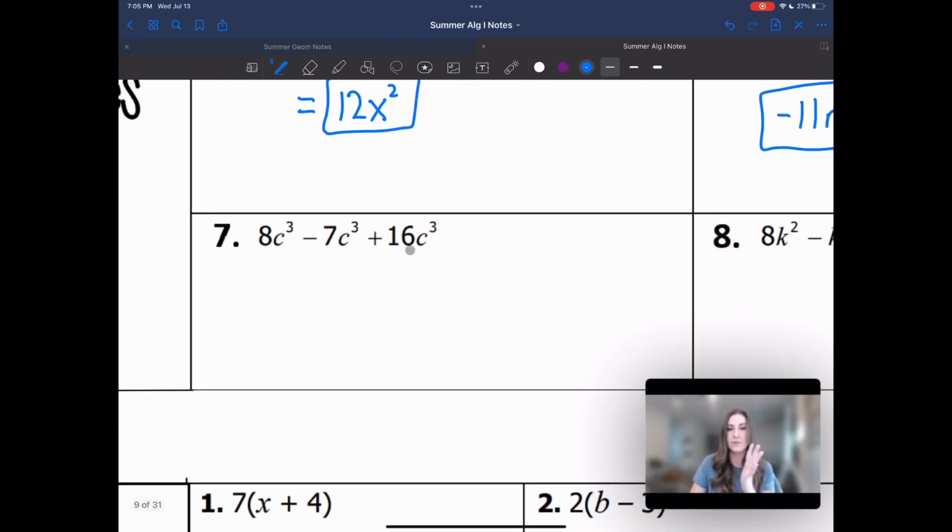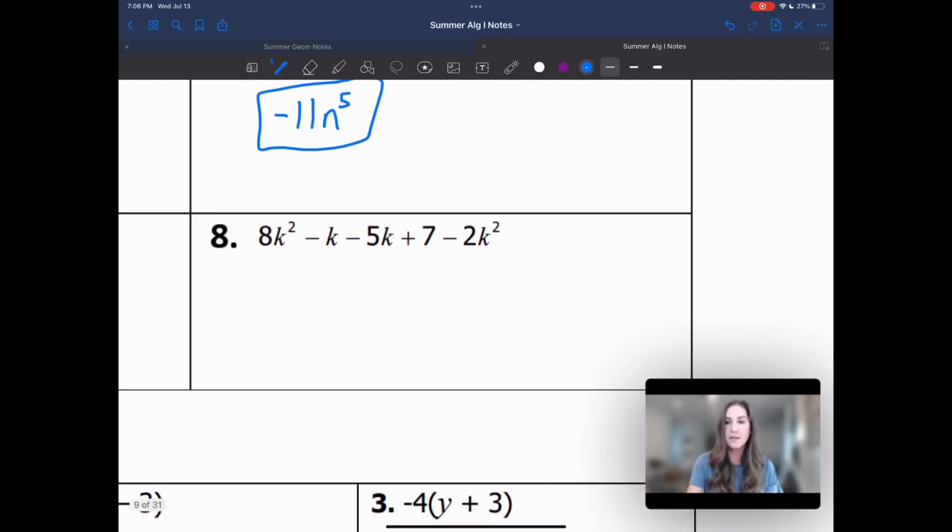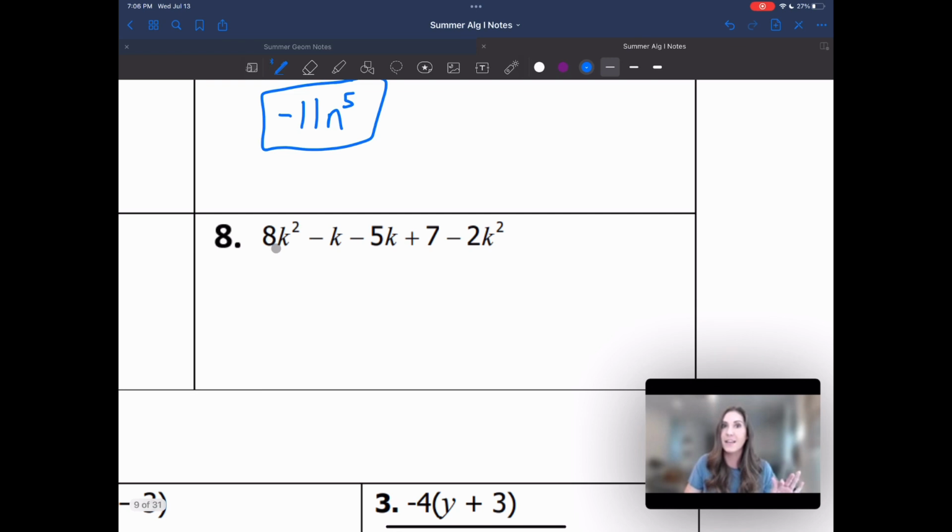Okay, let's try number 7. Now just scanning through, these are all c to the 3rd power terms, which means we can combine all of them, okay? So let's just go left to right because that's what PEMDAS would have us do. So we're going to basically do 8 minus 7, which is just 1, plus 16, which gives us 17 c to the 3rd. We know we can just keep that last name the same on it. All right, last one here in this section. We've got some k squared terms, right? I can kind of underline those.